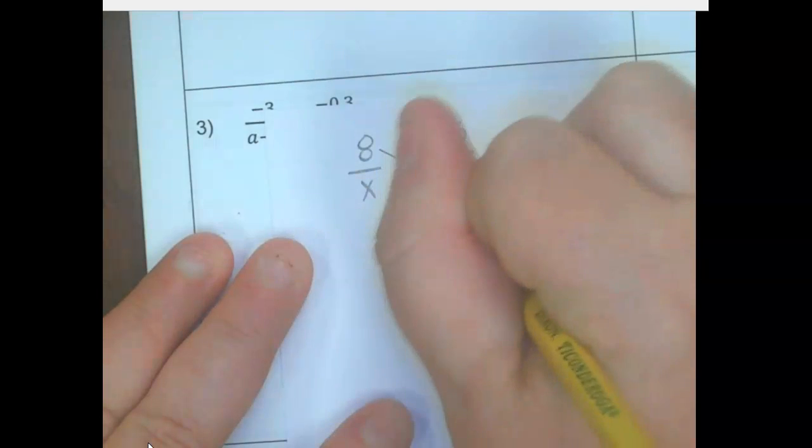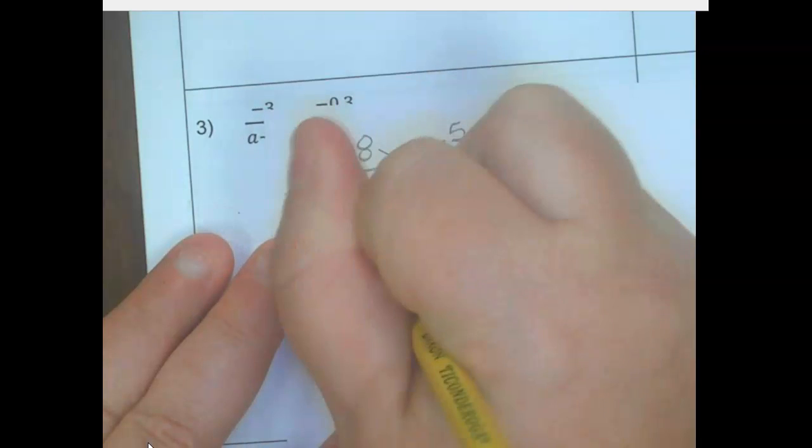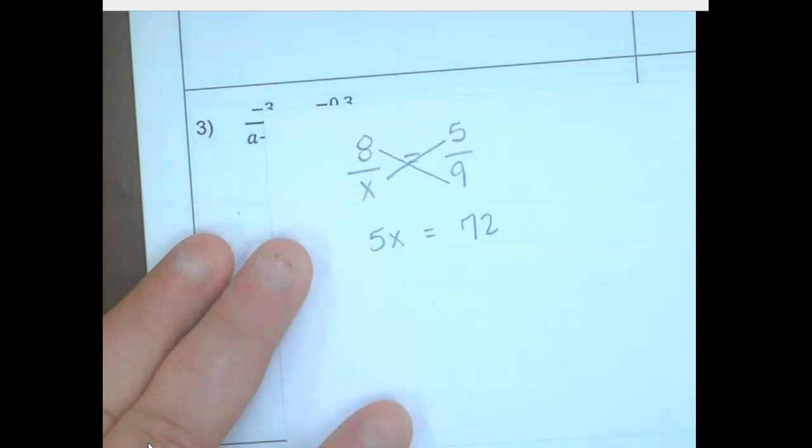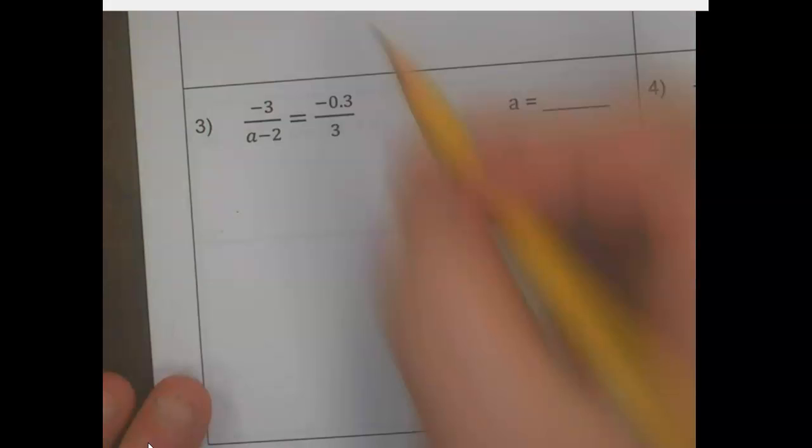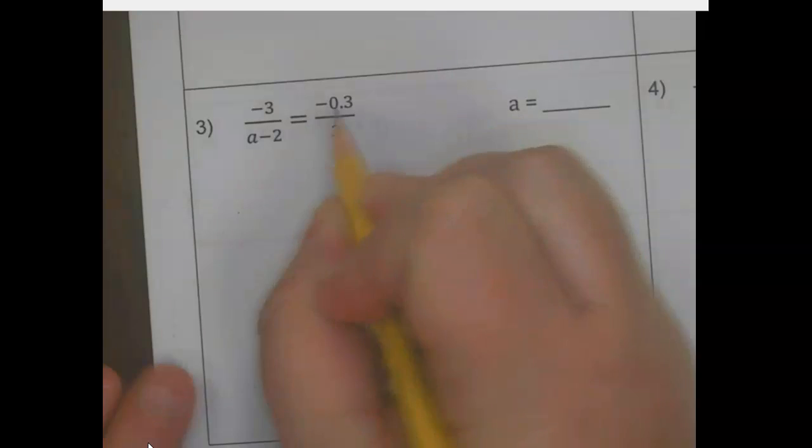8 times 9 is 72. 5 times x is 5x. And then you would have solved for your x. So guess how we're going to solve this one? Cross multiply. So I'm going to actually write it out step by step.